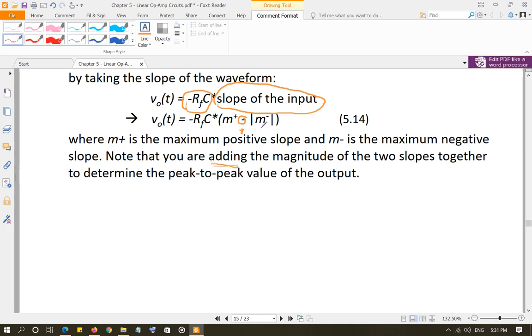You're adding the magnitude of the two slopes together to figure out the output peak to peak value. So you're going to take the positive slope and the magnitude of the negative slope, don't take the negative sign, just the magnitude, and then add the two slopes together and multiply that by RFC, and that's going to be the output for the differentiator circuit. Of course, first you're going to calculate the frequency. It has to be quite smaller than omega B in order for the circuit to work as a differentiator circuit. And the negative sign again tells you that if the input is increasing, the output is going to be decreasing, and vice versa.